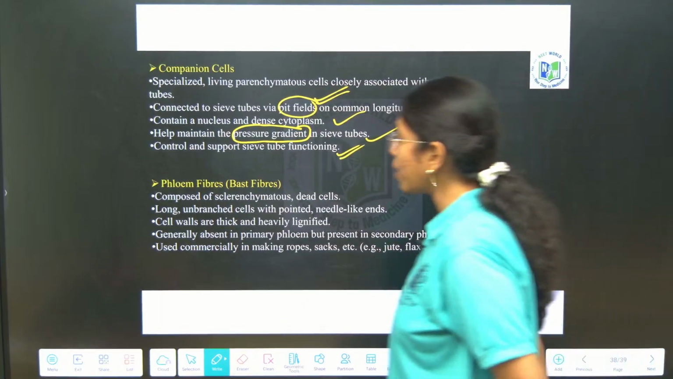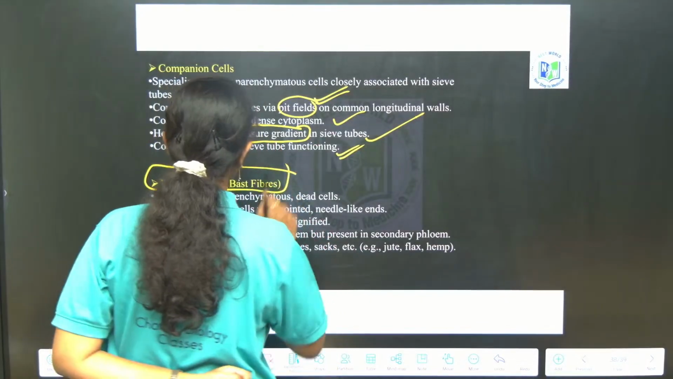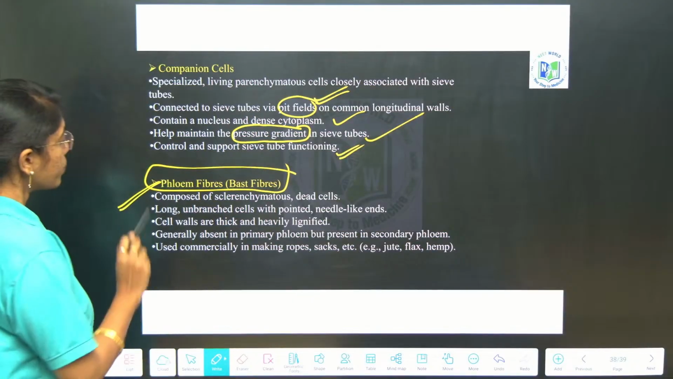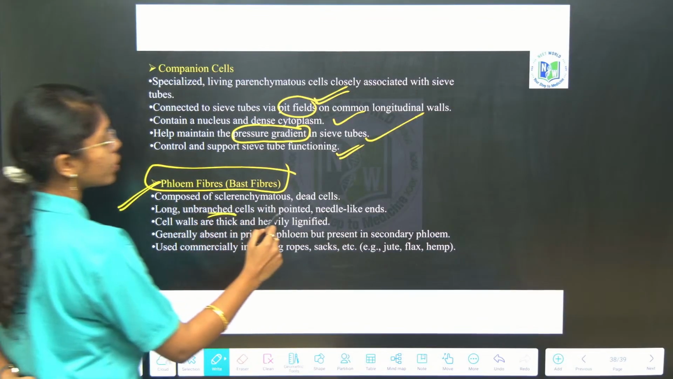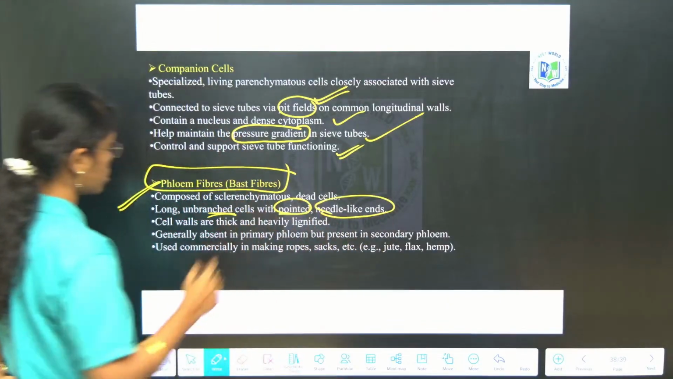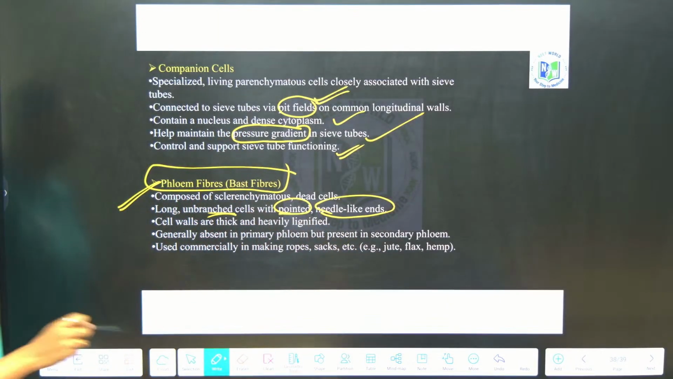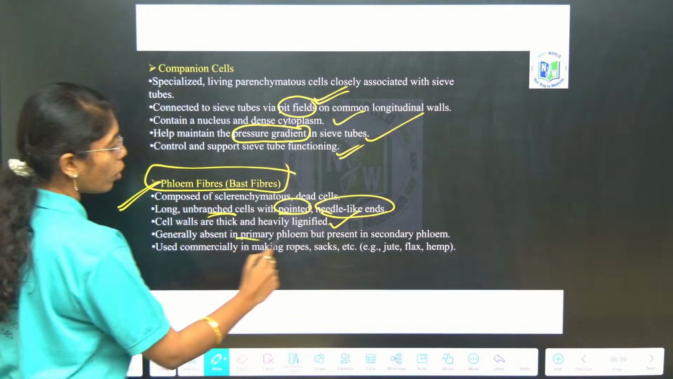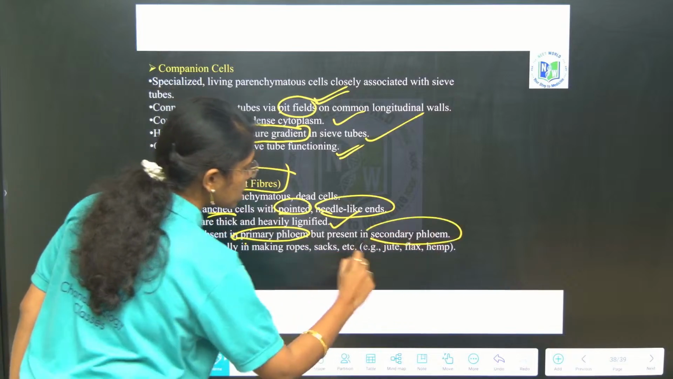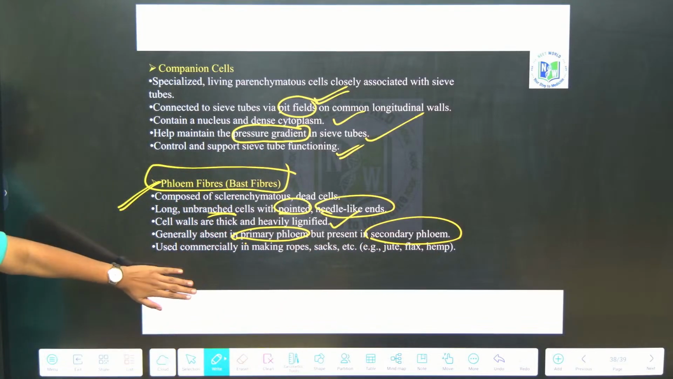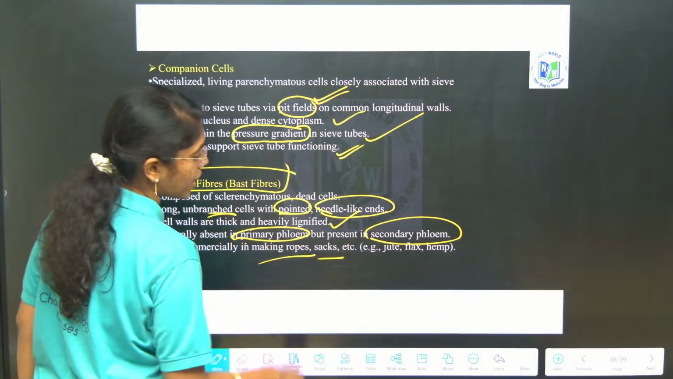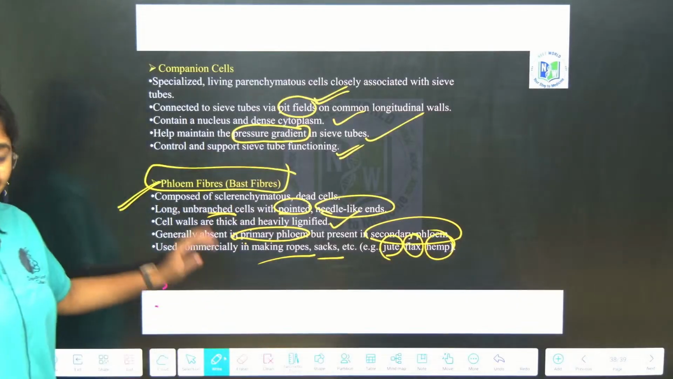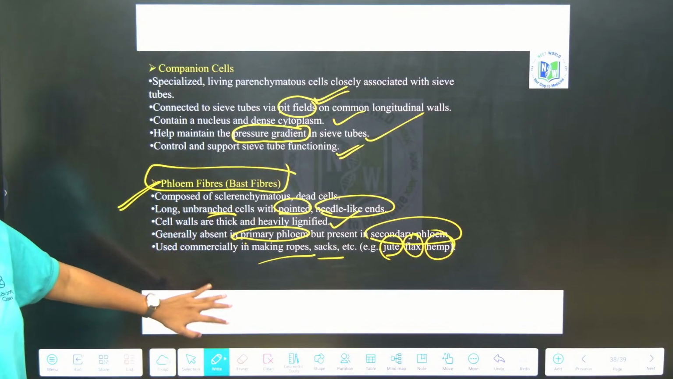Phloem fibers are also called bast fibers. They are composed of sclerenchymatous or dead cells, and they are long unbranched cells with pointed and needle-like ends. Cell walls are thick and highly lignified. They are generally absent in primary phloem, but they are present in secondary phloem. They are used commercially in making what? Rope, sacks. For example, jute, flax and hemp. These are the direct points to be remembered. There is no other option.